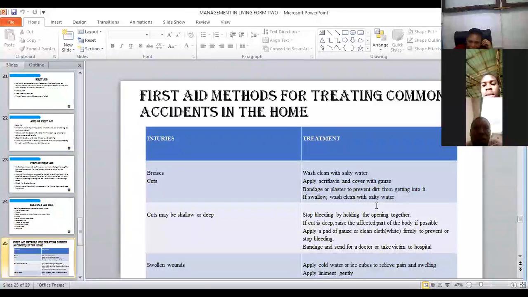So when you raise the part of the body, you apply a pad of gauze or clean cloth, preferably white, and then you press it firmly to prevent or stop the bleeding. For instance, if it is the hand, you raise it, and then use the white cloth or the gauze, you press it firmly for about 4 to 5 minutes. It will help stop the bleeding. Then you can bandage and send for a doctor, or you take the victim to the hospital.